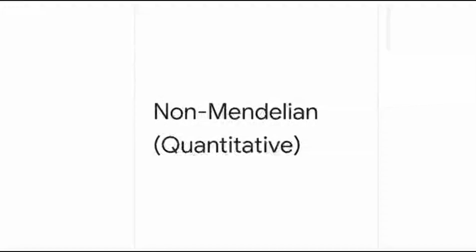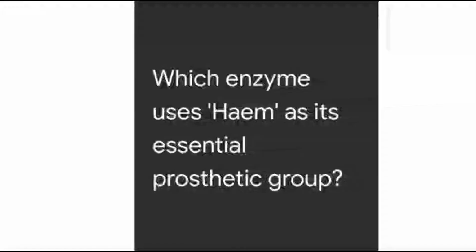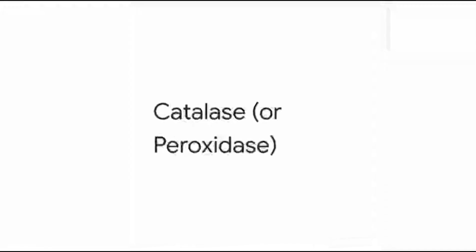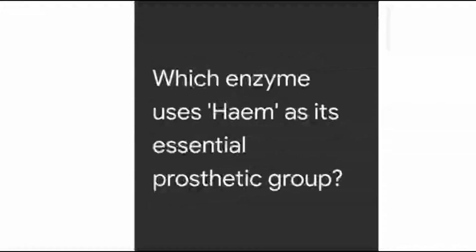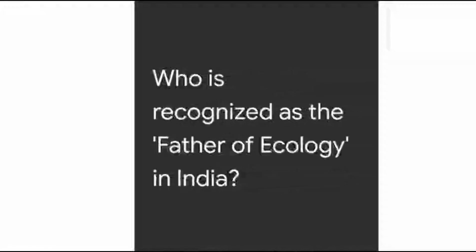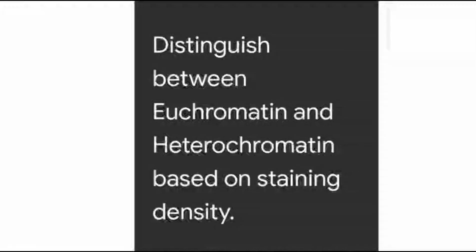Which enzyme uses heme as an essential prosthetic group? That is catalase or peroxidase, which use the heme group. This is the heme prosthetic group. Who is recognized as the father of ecology in India? That is Ramdeo Misra. Distinguish between euchromatin and heterochromatin based on staining density. Euchromatin light stain, heterochromatin dark stain.